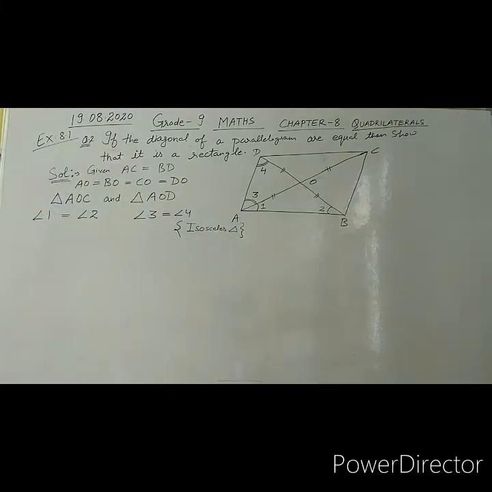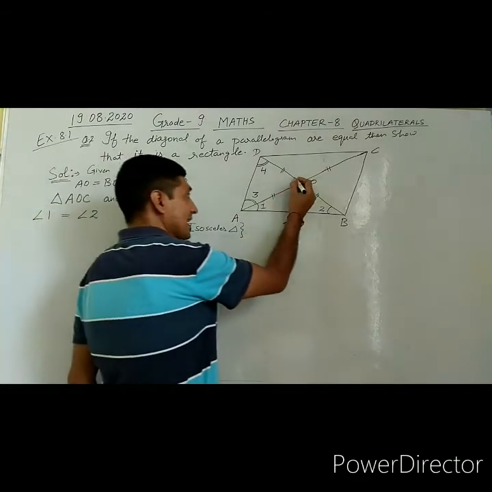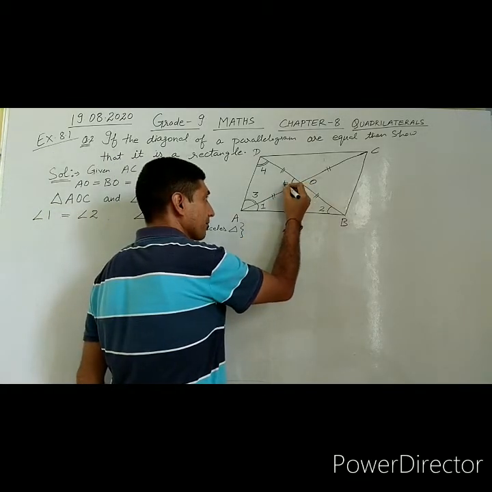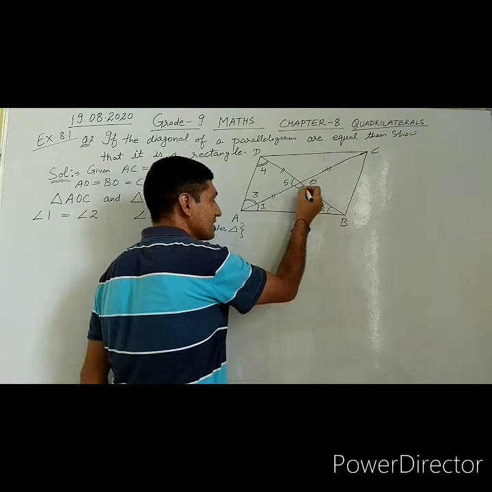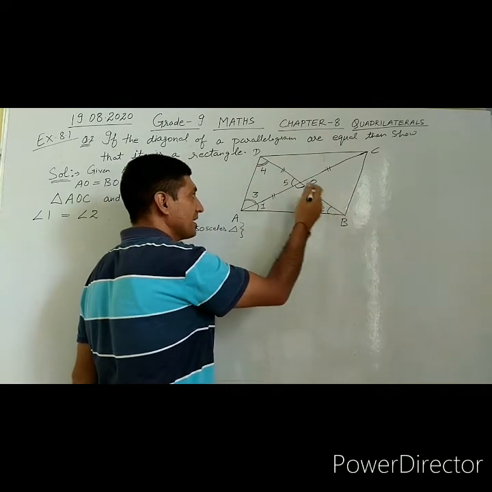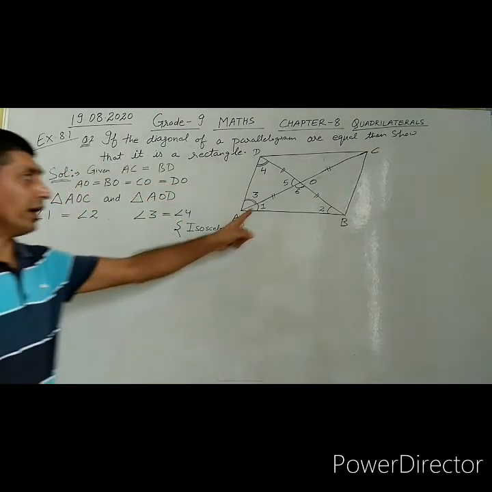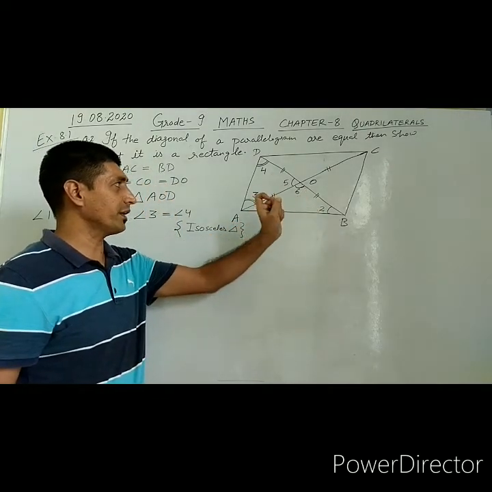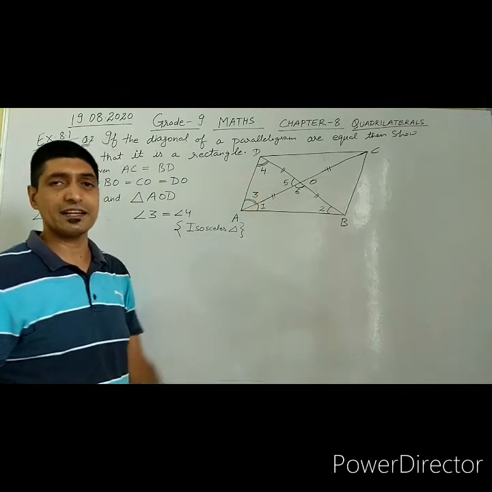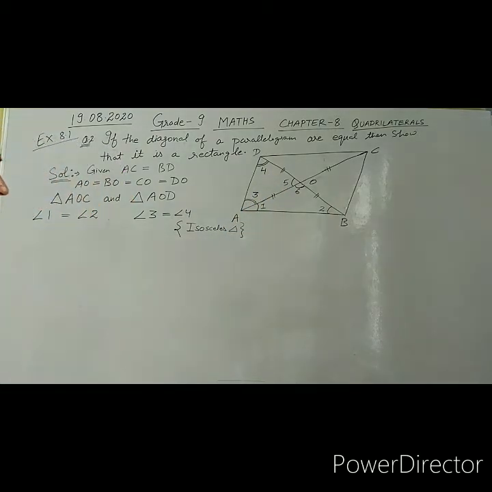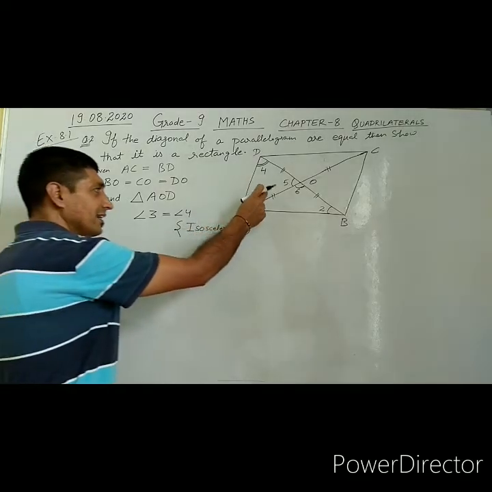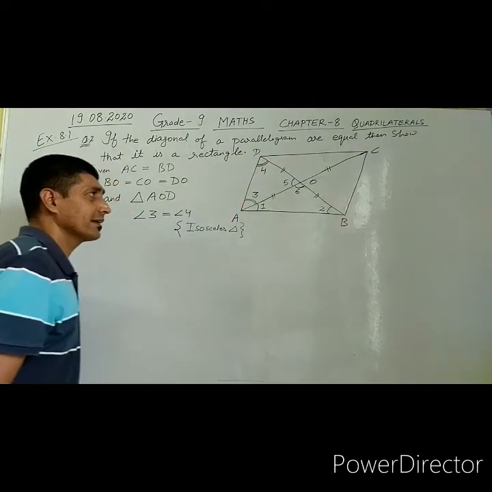Now, in these two triangles, we have already chosen two pairs of angles: angle 1 is equal to angle 2, and angle 3 is equal to angle 4. Now, let this angle be 5 and this angle be 6. This is also a linear pair because DB is a line. So we have angle 1 plus 2 plus 6 is equal to 180, and angle 3 plus 4 plus 5 is also 180, right? So actually we want to prove here that angle 3 plus 1 is 90 degrees.